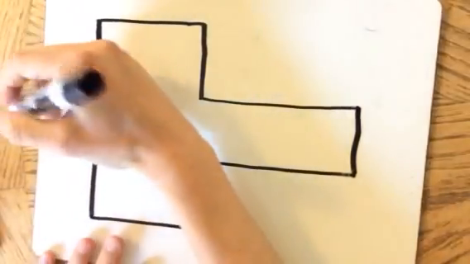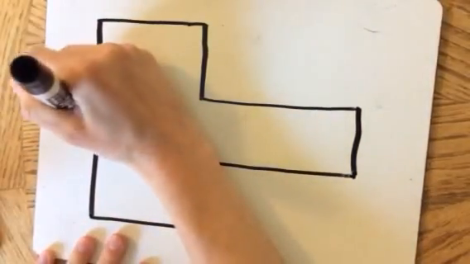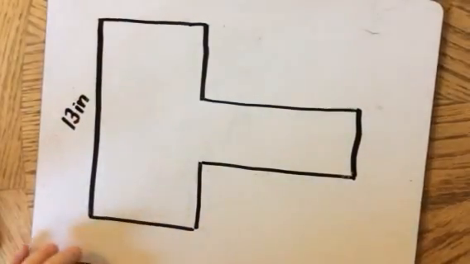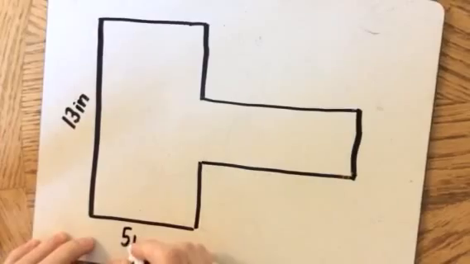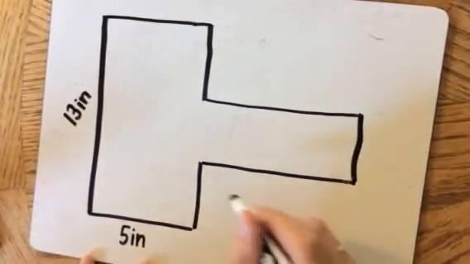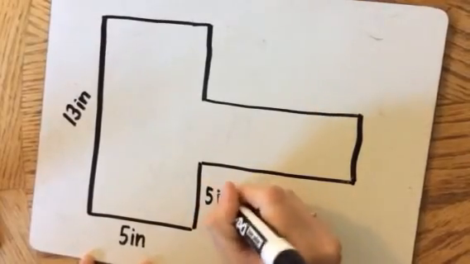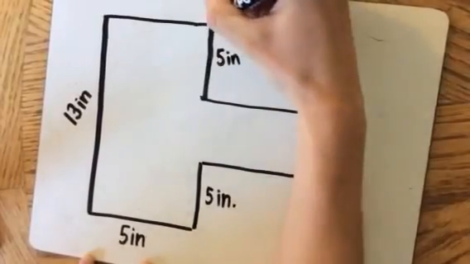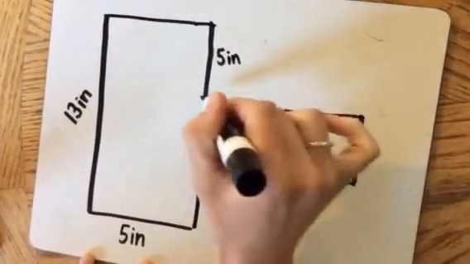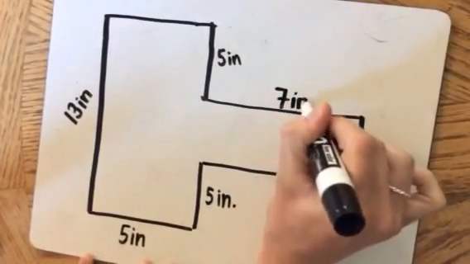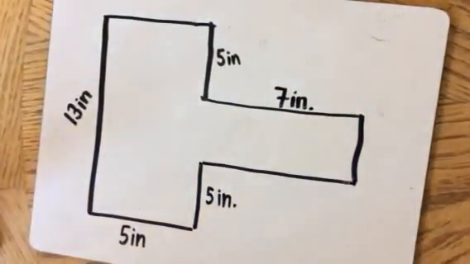And this side is going to be 13 inches. And this side is going to be 5 inches. And this one is going to be 5 inches. When I say that, that's this one right there, and 5 inches there. And this long one is going to be 7 inches. All right. Do you have somewhat of this shape down on your board?